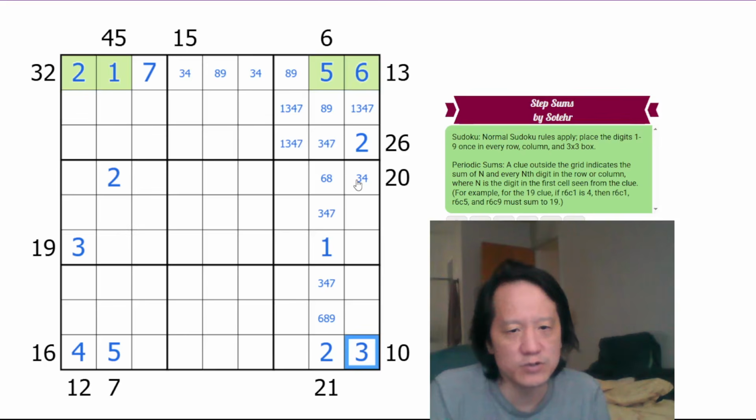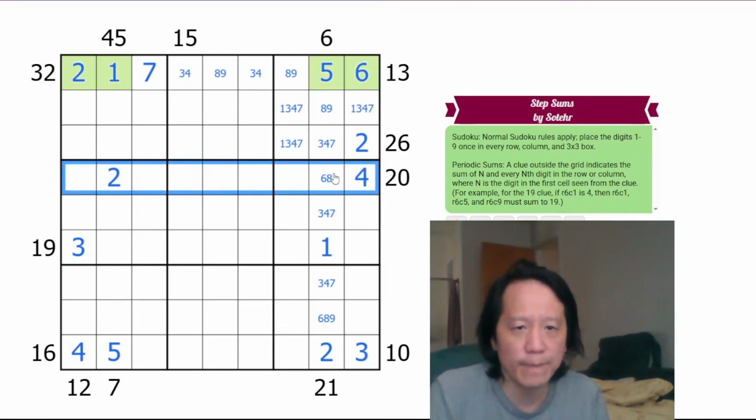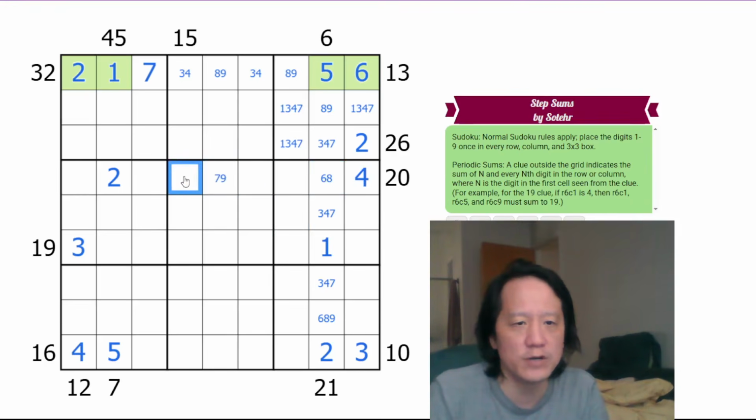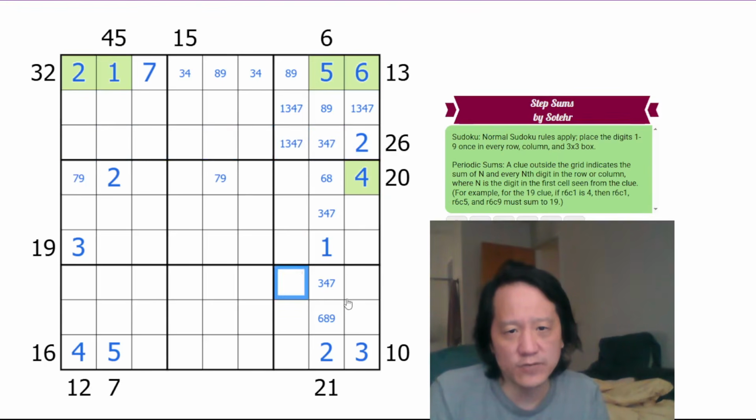We celebrate because we know we're getting close to solving it. This 3 eliminates 3 here, so it's 4. So this must be 4, 7, and 9 here to add up to 20. So 1, 2, 3, 4 away. 1, 2, 3, 4 away. 7, 9. So that's done. This is 2 away. We still don't have that information yet.